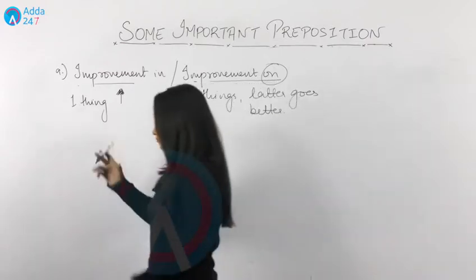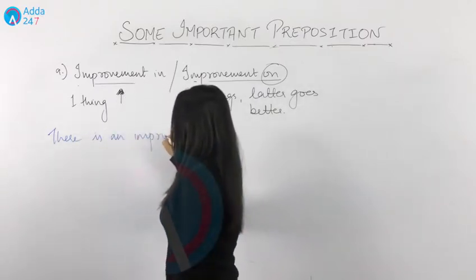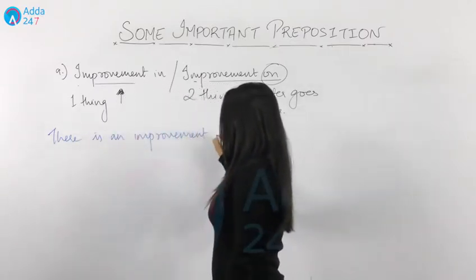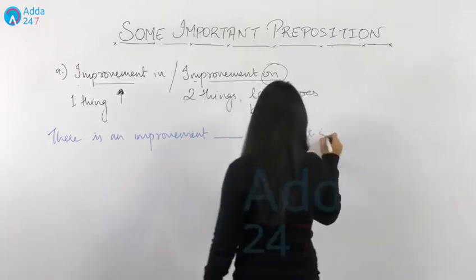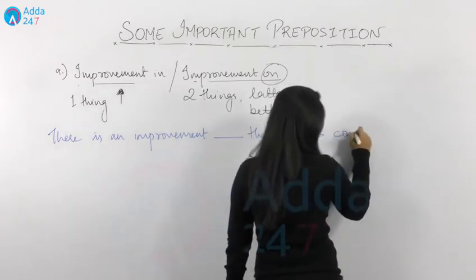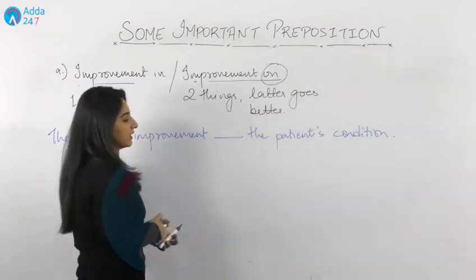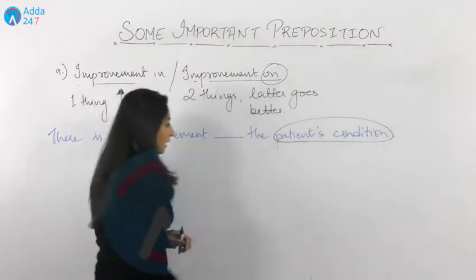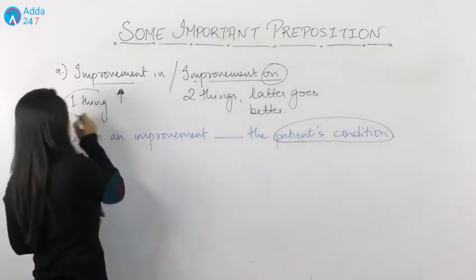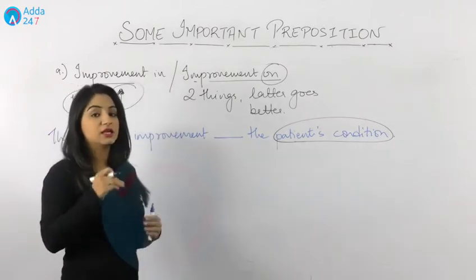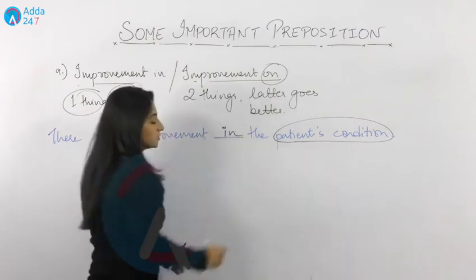For example, there is an improvement dash the patient's condition. Now here you can see we have only one thing, and that is patient's condition. And there is an improvement dash it, which means we have only one thing and it is improving. It is increasing. Then what happens is there is an improvement in the patient's condition.